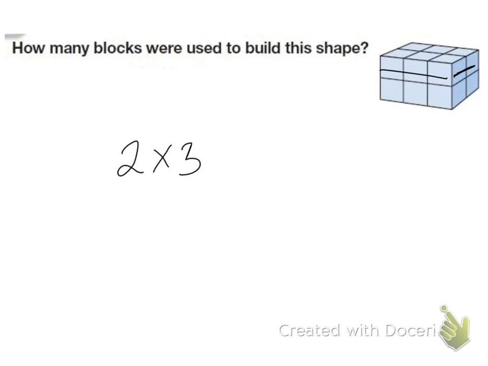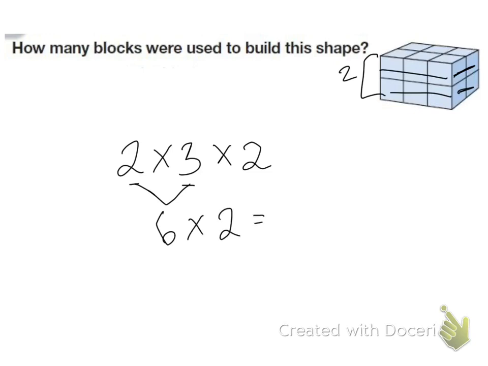Okay, and I know that there has to be 2 times 3 blocks in the second layer as well. Since I have 2 layers, that means I can do 2 times 3 times 2. So 2 times 3 is 6, and then 6 times 2 is 12. Okay, so this shape was built with 12 blocks.